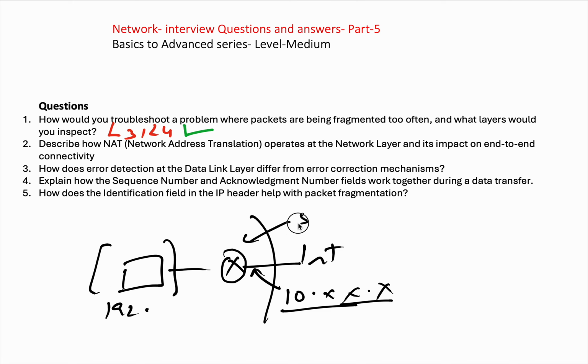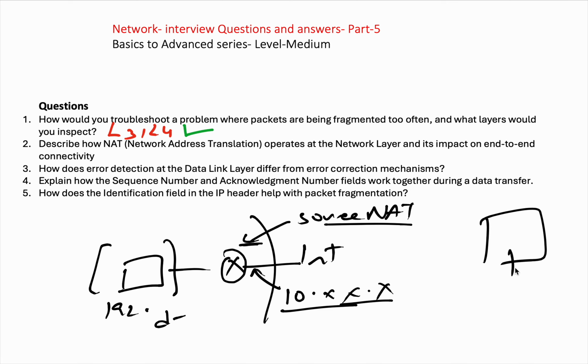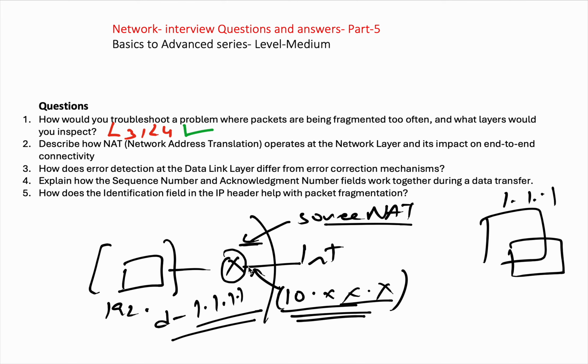Here you have source NAT. Since your source IP is being translated, if you're trying to reach something, the destination IP will be the same. For example, if you're trying to reach a server, it has 1.1.1.1. The destination will be 1.1.1.1, but your source IP address will change, to the 10 series, whatever this interface IP address is. So this is called source NAT.